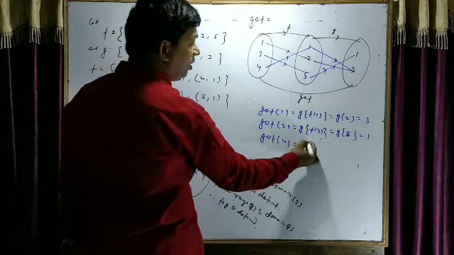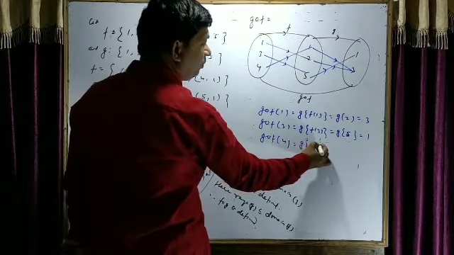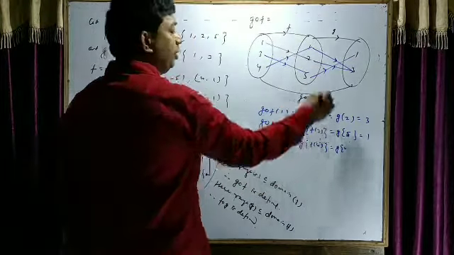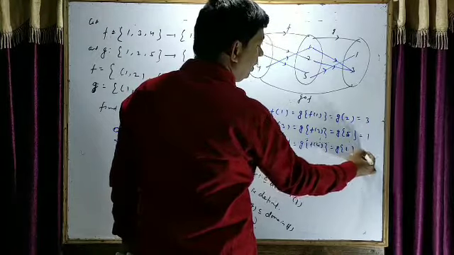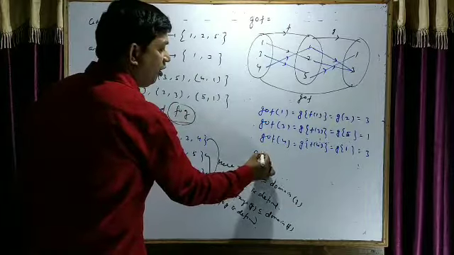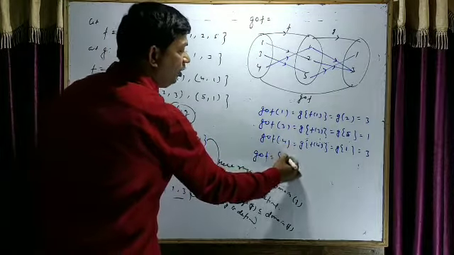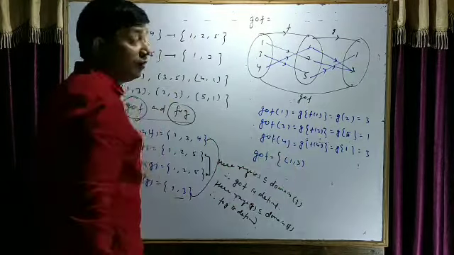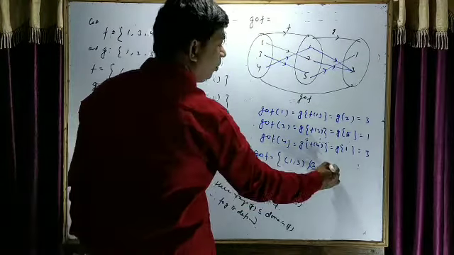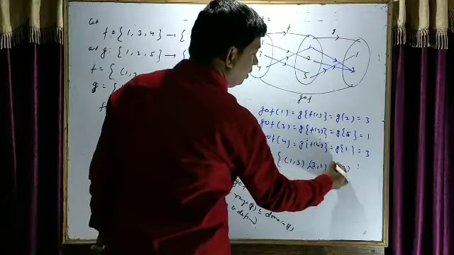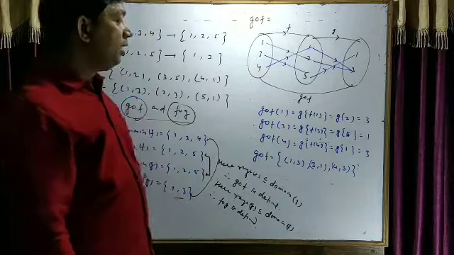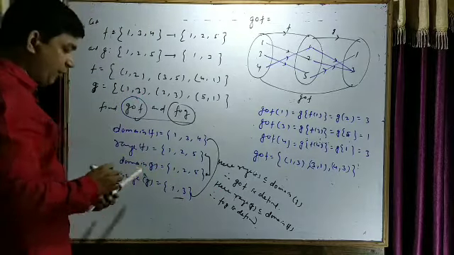Again, G of F of 4: F of 4 is 1, and G of 1 is 3. So when we write GOF, it is 1 to 3, after that 3 to 1, and 4 to 3. These are the answer for GOF. In a similar way we can find fog also.